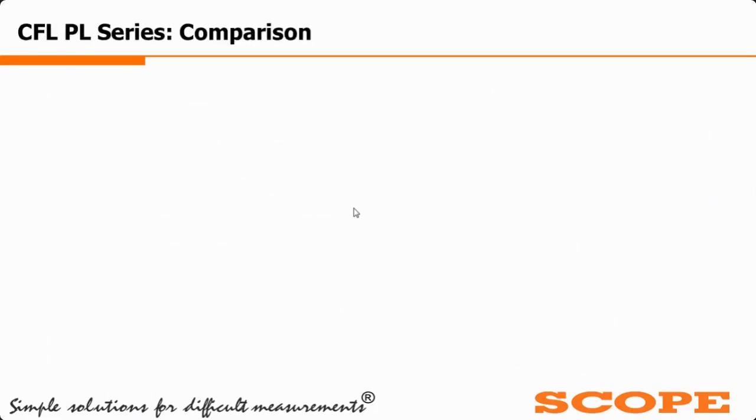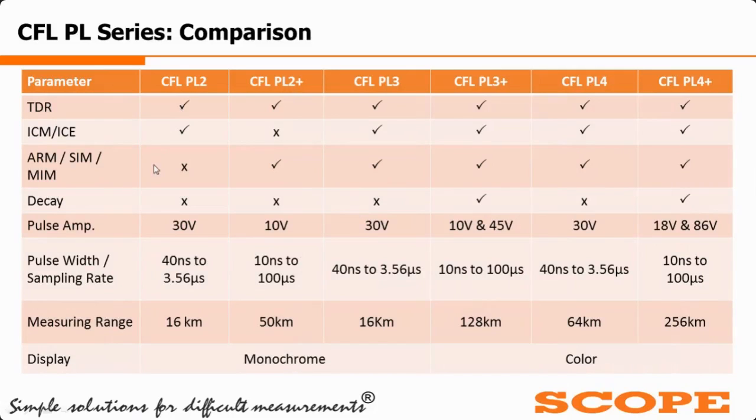So this is our CFL prelocator series. We have six different models which offer various prelocation methods. We have top end models like the CFL PL3 Plus and PL4 Plus, which are equipped with all the prelocation methods. The CFL PL3 Plus has a measuring range of 128 km, and for the CFL PL4 Plus, Scope offers fault distance calculation or TDR measurement or any prelocation measurement range up to 256 km. So this is all about the Scope prelocator series.